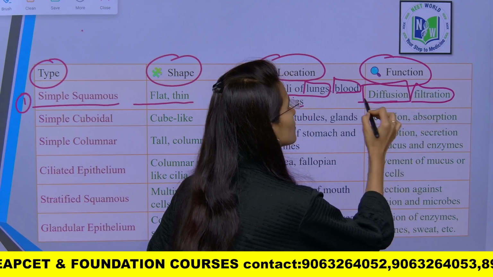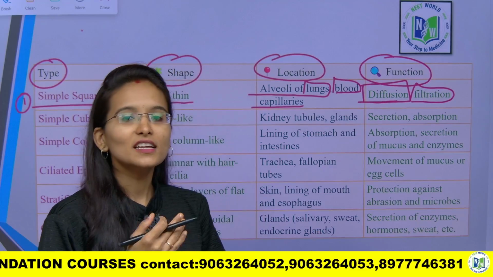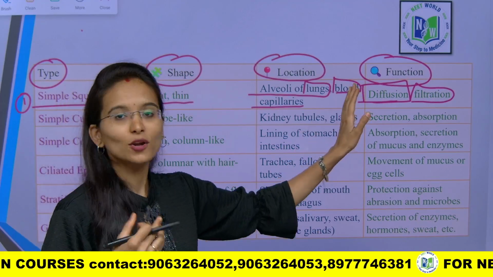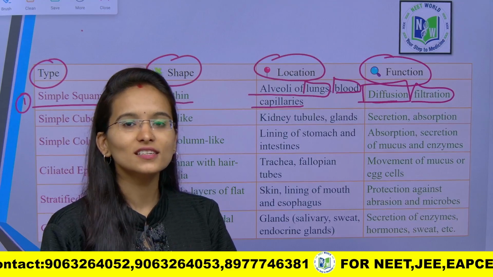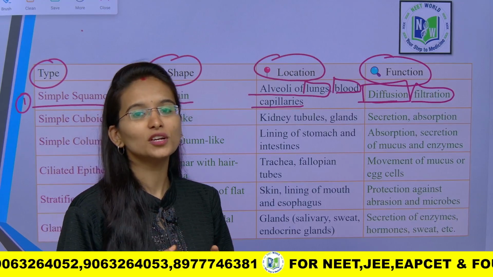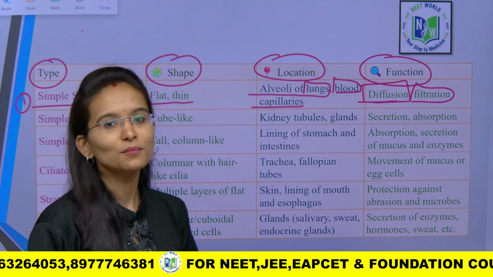Okay. Filtration and diffusion, this we can see in the transportation of oxygen, and we can see in the process of respiration. In the process of respiration, the oxygen and the carbon dioxide are easily going to diffuse in and out, and these are also involved in the filtration process.